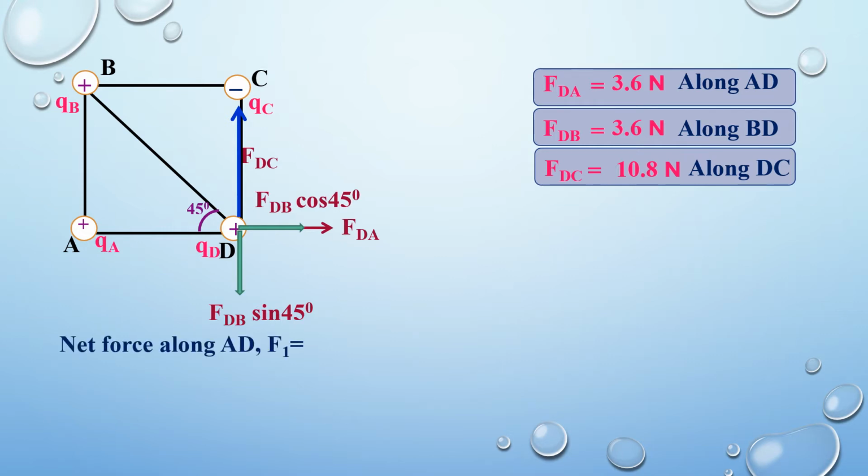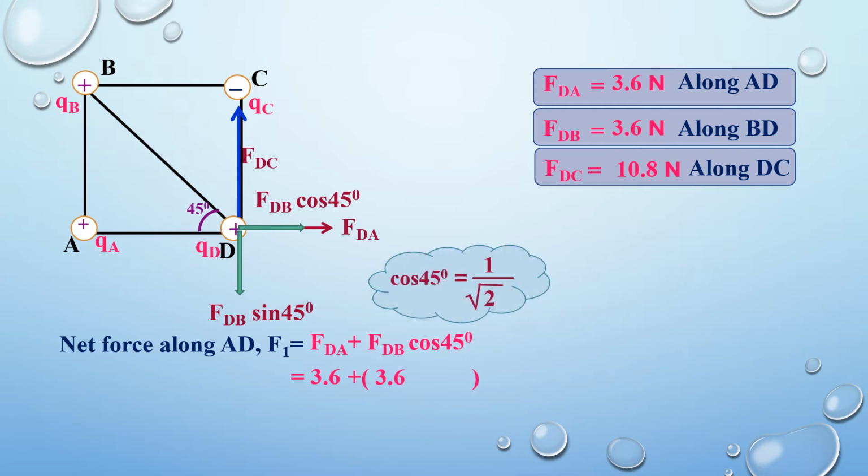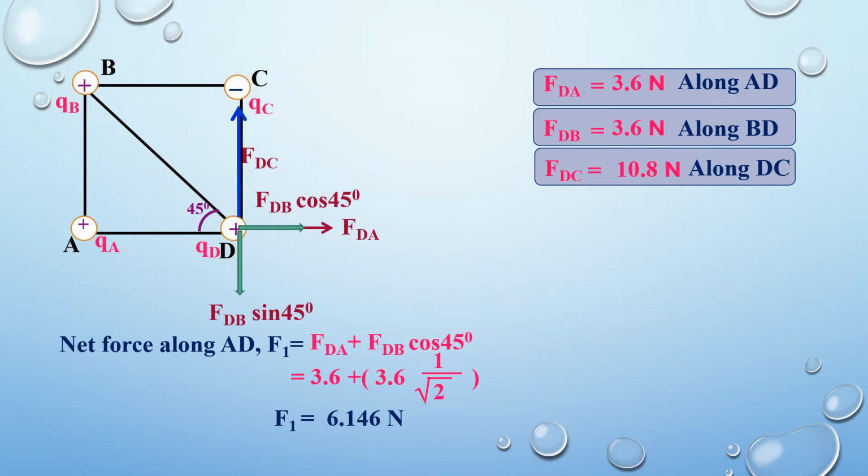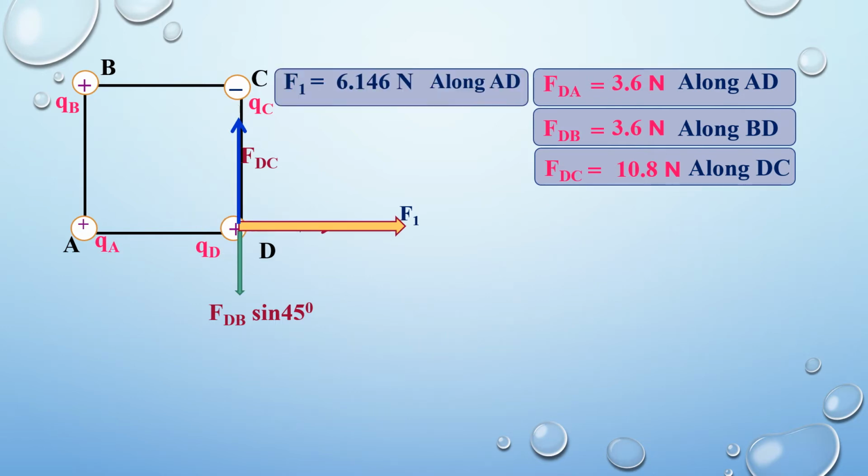Net force along AD, that is F1, I'll take it as FDA plus FDB cos of 45, which is equal to 3.6 plus... and cos of 45 is 1 by root 2, so I'll substitute that value, which is 3.6 into 1 by root 2. So F1 is found out to be 6.146 Newton, and it is a net force along AD. So let us replace this by F1 which is along AD.